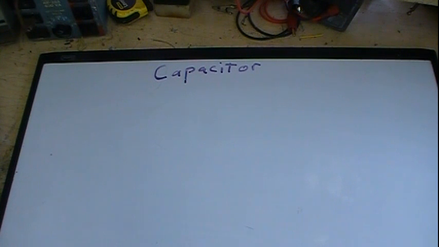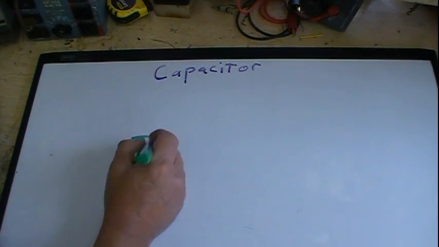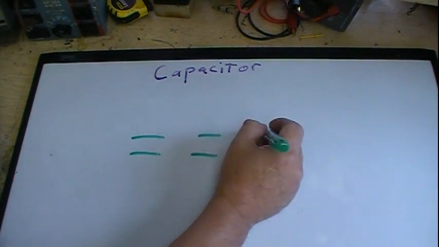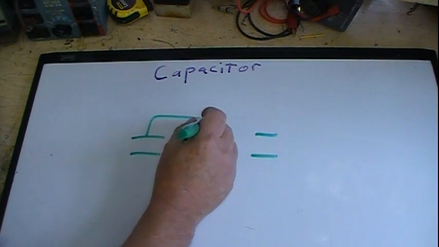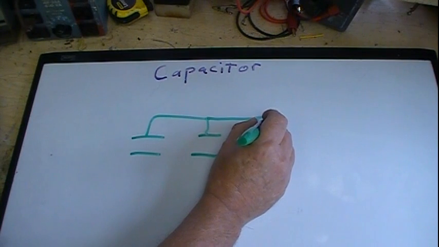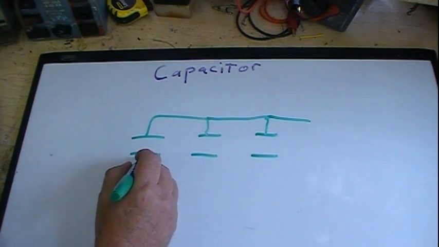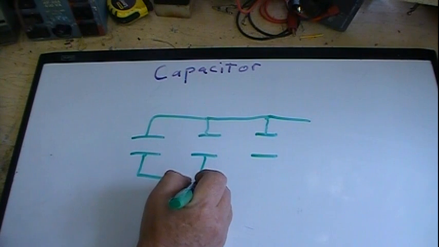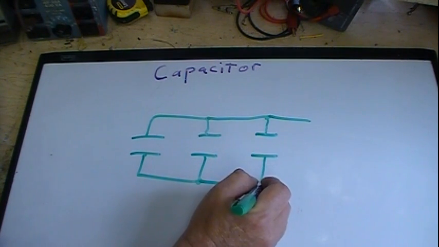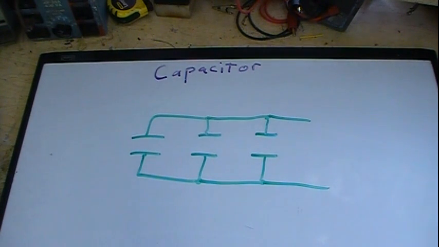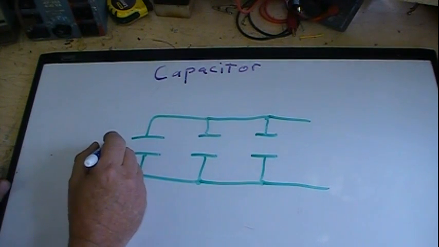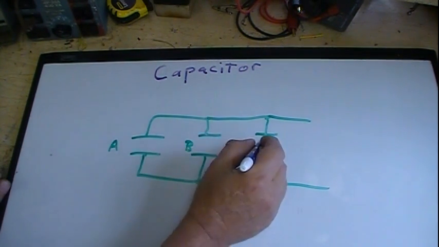Now, let's look at when we have capacitors in parallel and series. So if I have, say, three capacitors in parallel, and let's say A, B, and C.